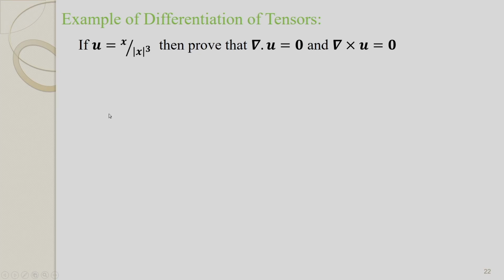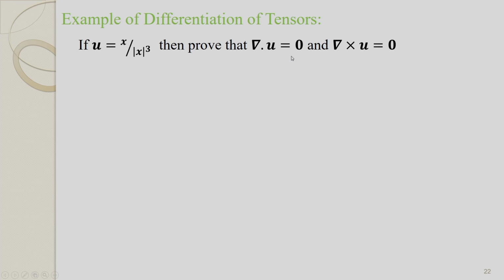Now we will solve one more example where we understand the concept that dummy indices should not be repeated more than twice. So this is the example where u is given as the vector x by mod x cube. X is nothing but the position vector, and we have to prove that del dot u is 0 and curl of u is also 0.